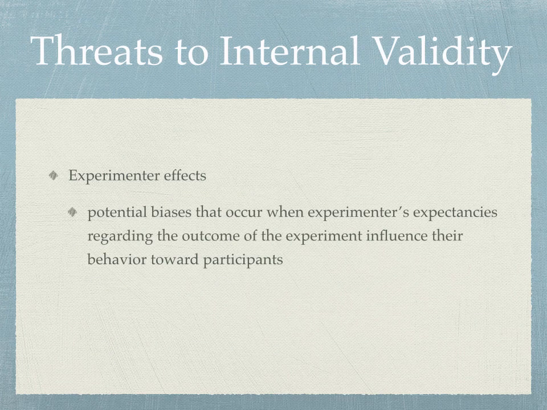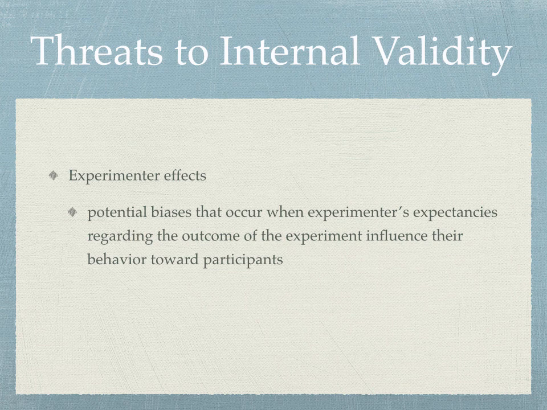Experimenter effects. There are potential biases that occur when the experimenter knows the hypothesis, when the experimenter did the hypothesizing, and what we expect to see. Well, if you're doing a study and this is your study, this is your brainchild, this is your idea, this is what you think is going to happen, well, you've done a lot of work on this study and you really want to find something significant.